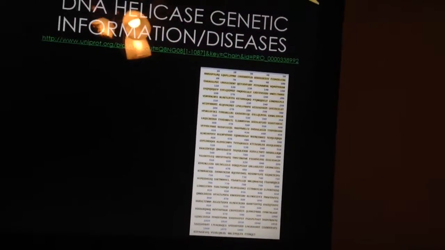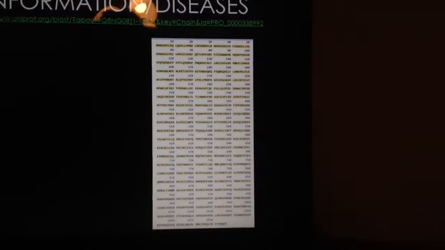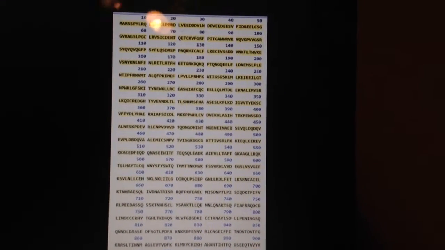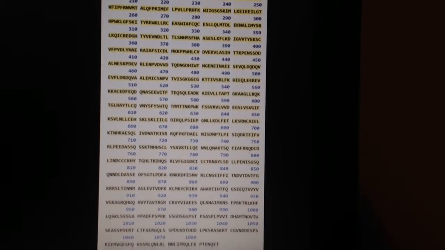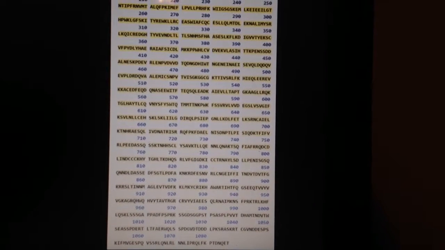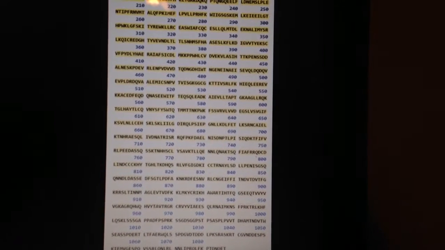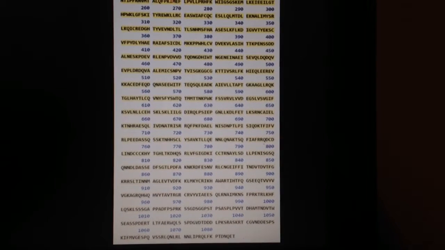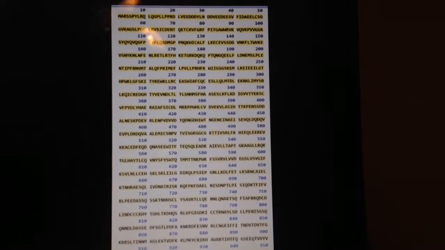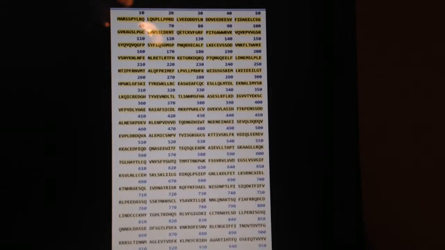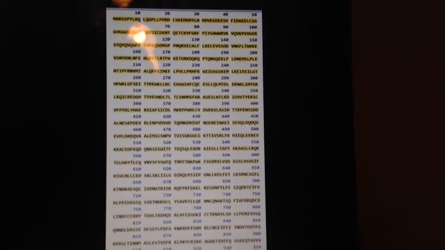Now, DNA helicase, genetic information and diseases. First off, the gene sequence. Now, honestly, I don't know what this stuff means, but this is your sequencing of the genes of DNA helicase, and this is of, I believe, DNA helicase B of humans. So I'm sure that they've got classes that focus on this specifically. The importance is not so much what it all means. The importance is that it has been sequenced.